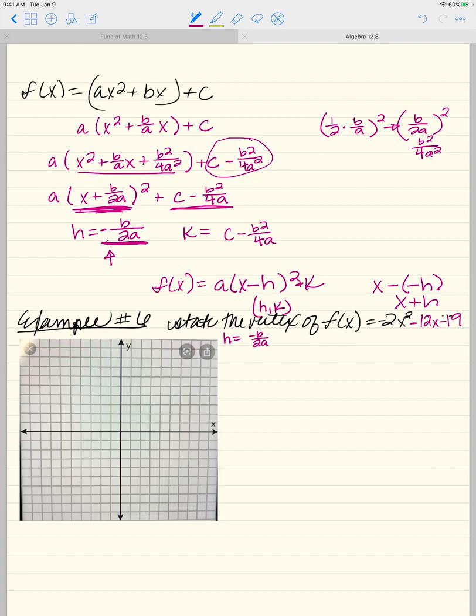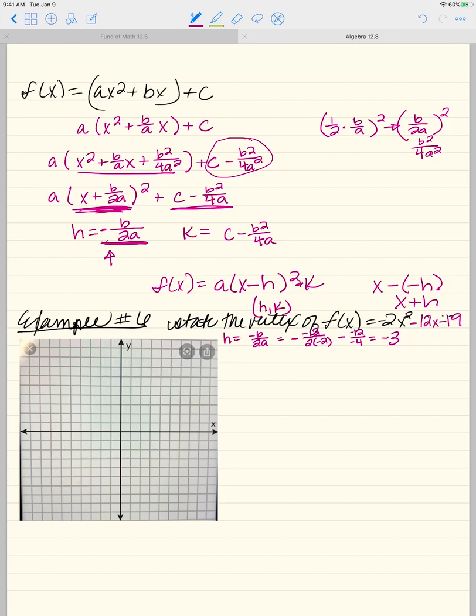In our function, negative 2x squared minus 12x minus 19, b is negative 12. So negative b over 2a is negative negative 12, because b is negative 12, over 2 times a, which is negative 2. That is 12 over negative 4. Negative 12 divided by negative 4 is positive 3. Wait, so h is negative 3.